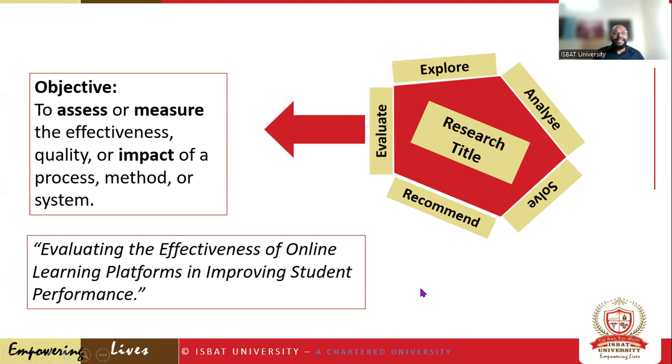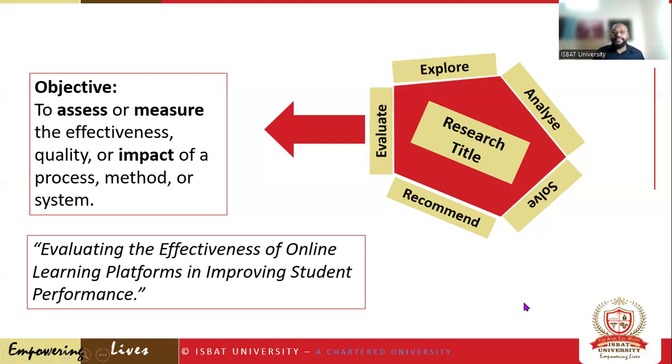Let's take a title. Look at the title: Evaluating the Effectiveness of Online Learning Platforms in Improving Student Performance. So we have a system of online learning platform, LMS, and how it is going to improve student performance. So it's actually an assessment. It is actually an evaluation. And moreover, it is looking at the effectiveness, because you have the traditional classroom on one side and the online model on the other side. So you are trying to compare and find which is better.